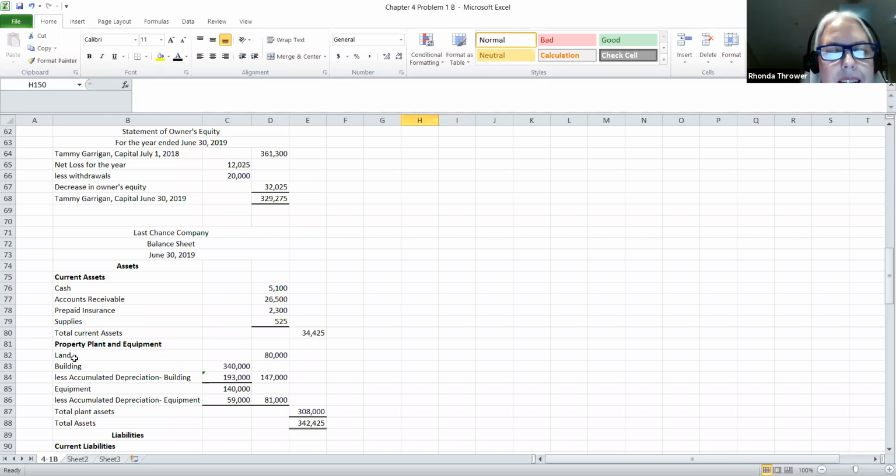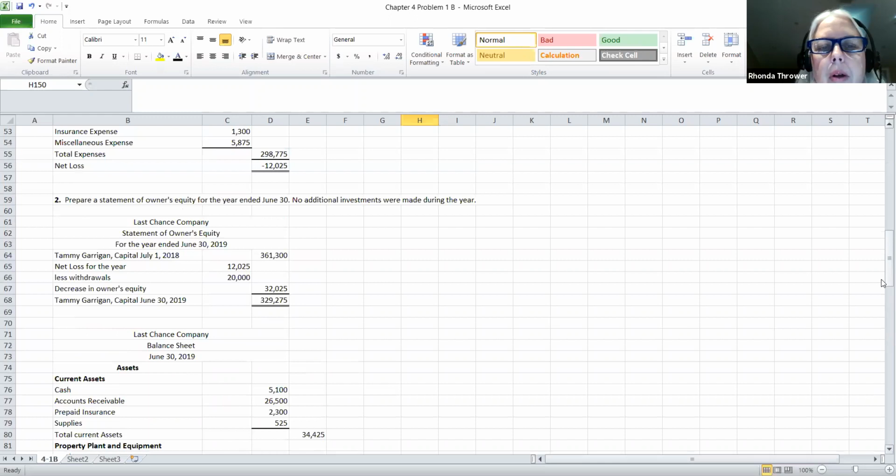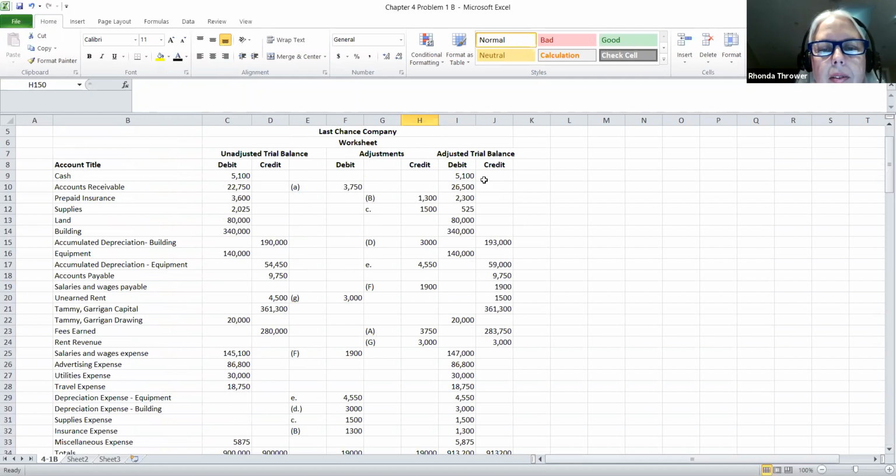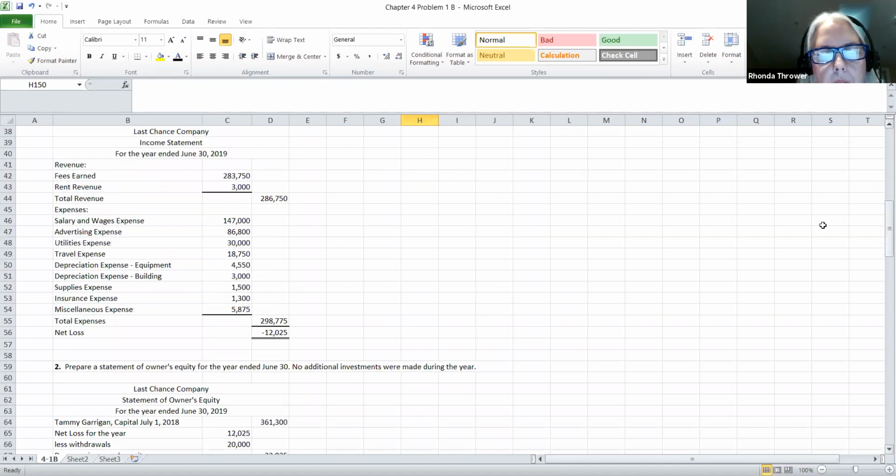Our property is our land. Our land account has a balance of $80,000. All of these balances that go on the balance sheet come from the adjusted trial balance. Remember, the adjusted trial balance is the ending balances of our ledger accounts. So our financial statements are prepared with adjusted trial balance amounts. For our land, which is a plant asset, the amount was $80,000. So I'm going to pick up $80,000 and put that down there for land.